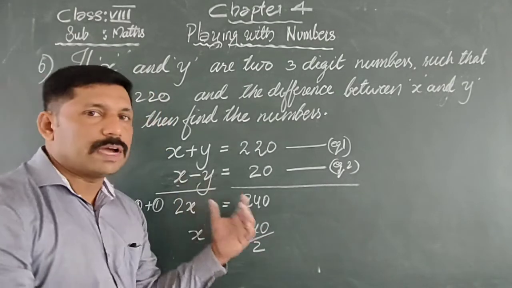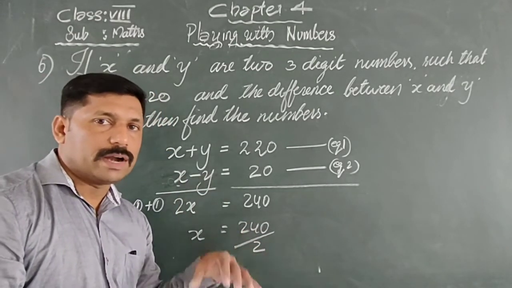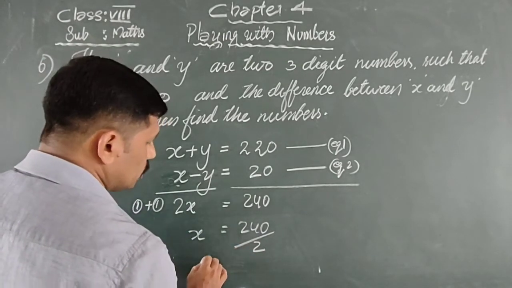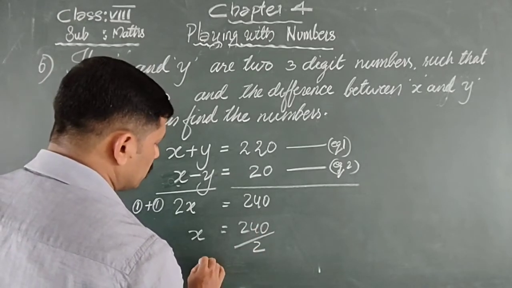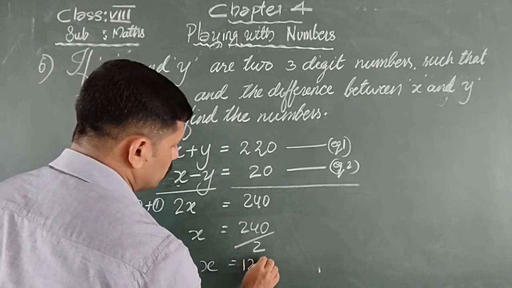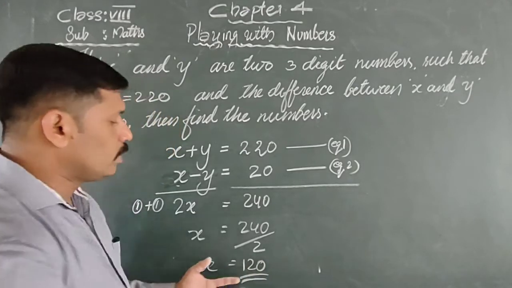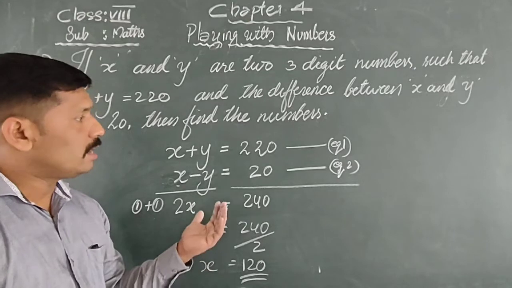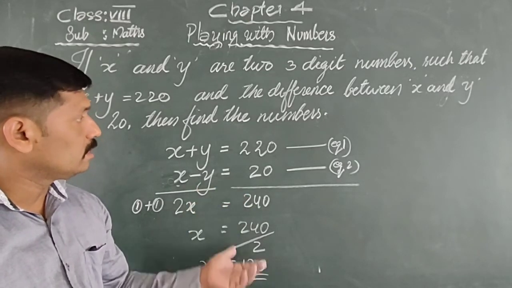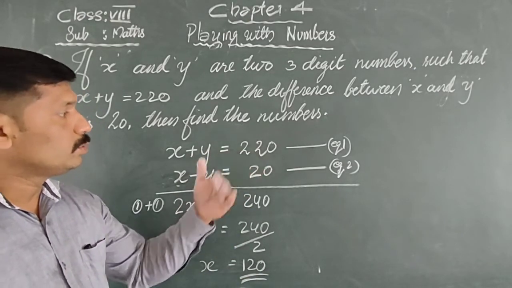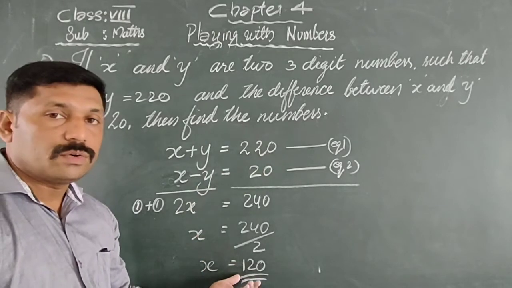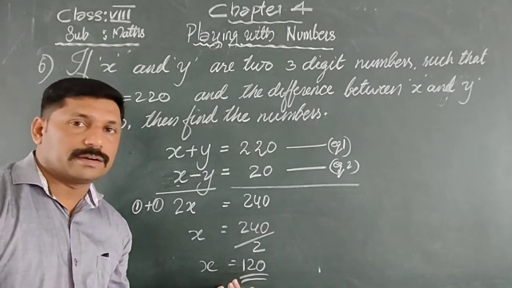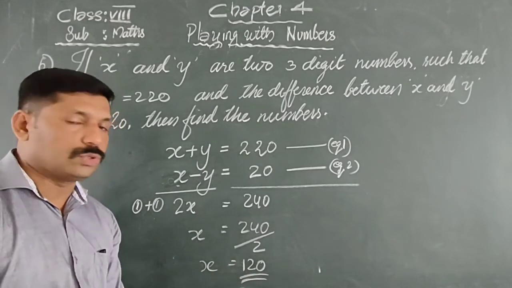So first of all, we have to find any one number, then we can find the other number. So X is equal to 240 divided by 2, that is X is equal to 120. So if X is equal to 120, we can find the next number. The sum of the numbers is 220. So X is equal to 120. Therefore, Y will be 100, because the sum of the two numbers is 220.